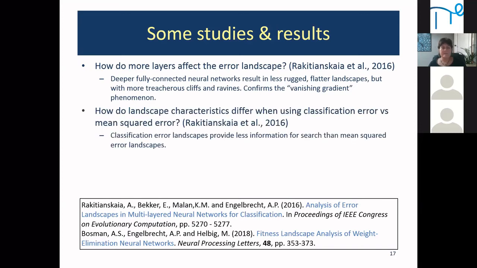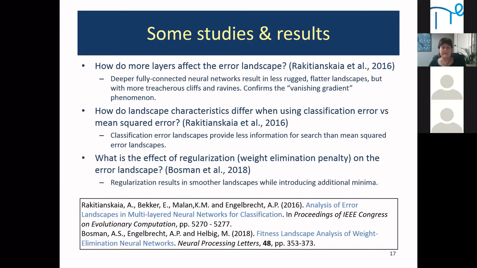Another study that we did was, how do landscape characteristics differ when using classification error versus mean squared error? What we found is that classification error is a different way of measuring the error of the neural network task, and when you're using it, there's less information for search. So it's better not to train using classification error. It's better to train using mean squared error. Although in the end, you will use classification error to decide how well your network is working, during training, it's better to use the mean squared error.